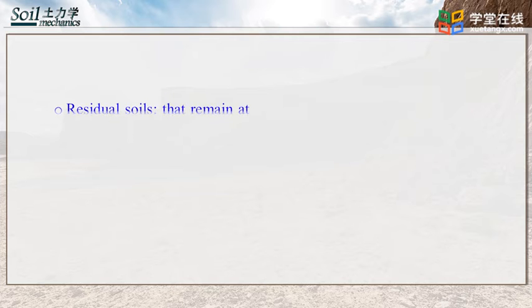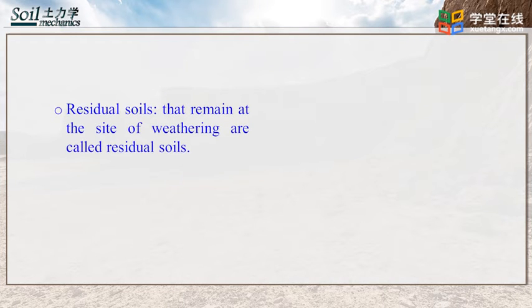Soils that remained at the site of weathering are called residual soils. These soils retain many of the elements that comprise the parent rock. Residual soils are usually strong and stable.